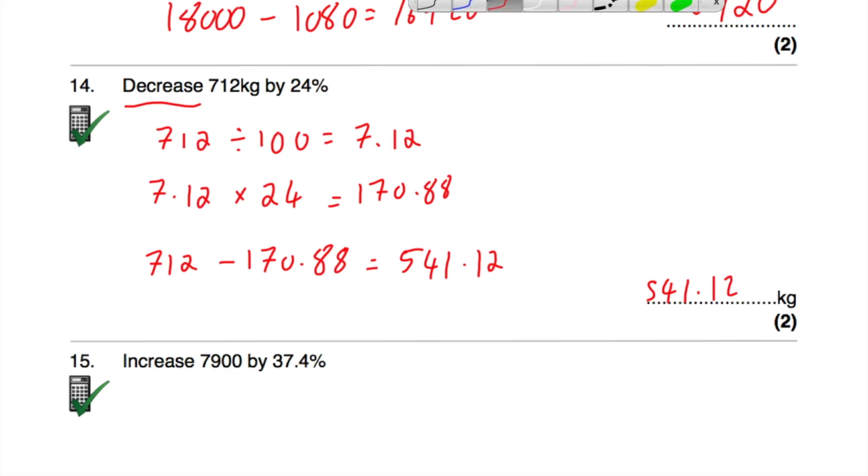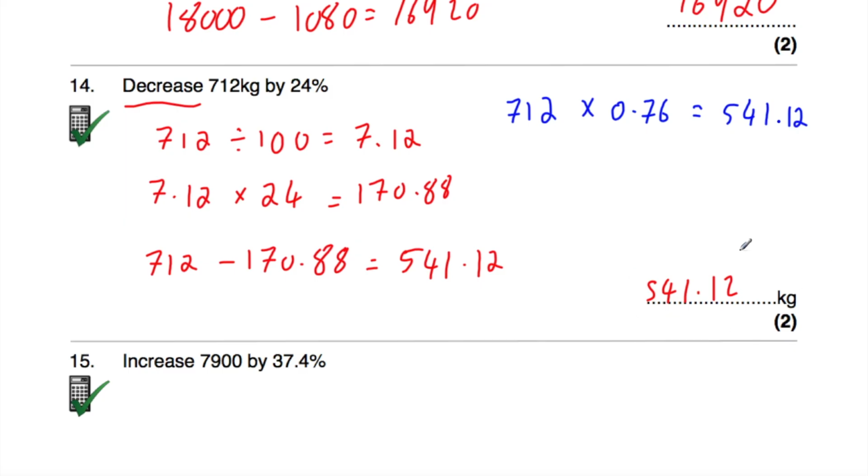Now there is another approach, and that's to use a multiplier. So if we want to decrease something by 24%, we start with 100%. We take away 24%, that's equal to 76%. So that means we're going to take our 712 and multiply it by 0.76. Because if you multiply something by 0.76, you're reducing it by 24%. And whenever we do 712 multiplied by 0.76, that's equal to 541.12. And that's it. So that's our answer, 541.12 kilograms.